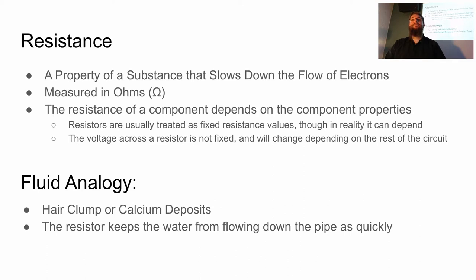So the fluid analogy for a resistor is you've got your pipe, you've got your water flowing through it, and someone takes a big clump of hair and sticks it in there, and the water has to slow down to get past that clump of hair. Alternatively, you can think of it like you have an old pipe full of calcium deposits that have shrunk the diameter, and it's harder for the water to get past that. It kind of sticks to the edges more, and that slows the water down. So essentially, a resistor keeps the flow of electrons from moving as quickly. And fast-moving electrons are what results in fire, so resistors are the way to prevent fire. And I'll get into more specifically how you can figure out how likely things are to catch on fire in just a moment.